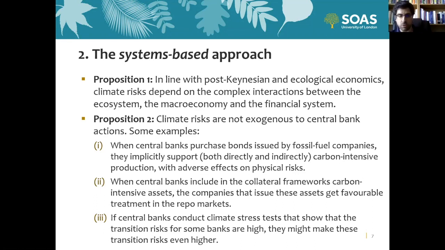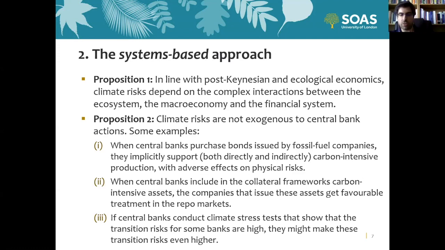The same holds when central banks include carbon-intensive assets in their collateral frameworks. We know that this is the case, and we can find many carbon-intensive bonds in the collateral frameworks. The problem with that is that these companies, these fossil fuel companies, for example, can get a very nice treatment in the repo markets, which are very powerful nowadays. Why? Because they are part of the collateral framework. So again, in that sense, central banks are not neutral when we're talking about carbon emissions.